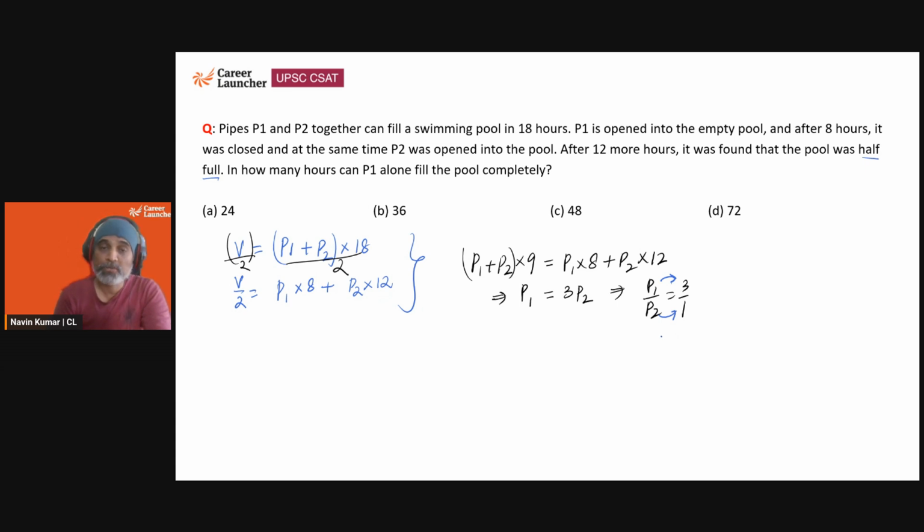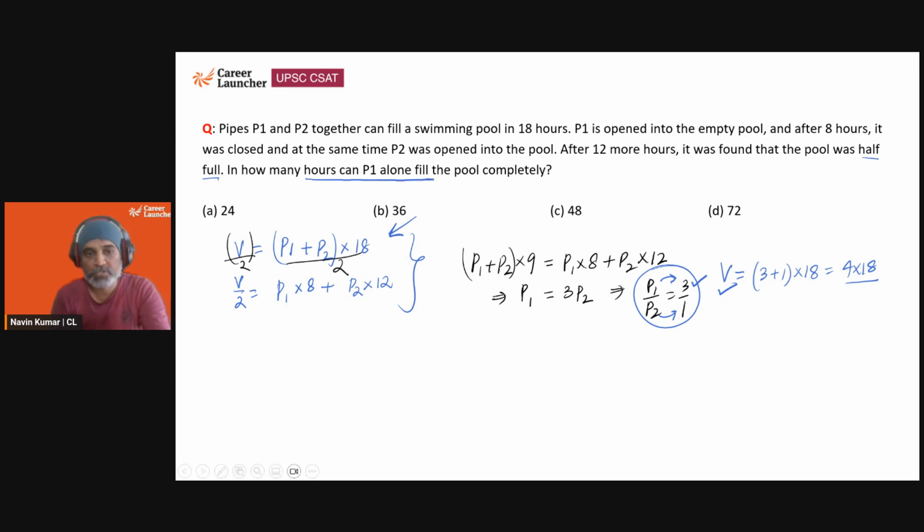So if this is true, then if I put these values back in this first equation, we can find out the volume. So volume is going to be 3 plus 1 into 18, which is 4 into 18. Well, 4 into 18 is something we can calculate, but I would not like you to calculate it. Leave it as such. We know the volume. We know how much water pipe P1 is pouring in every hour. We can find out how much time it is going to take alone.